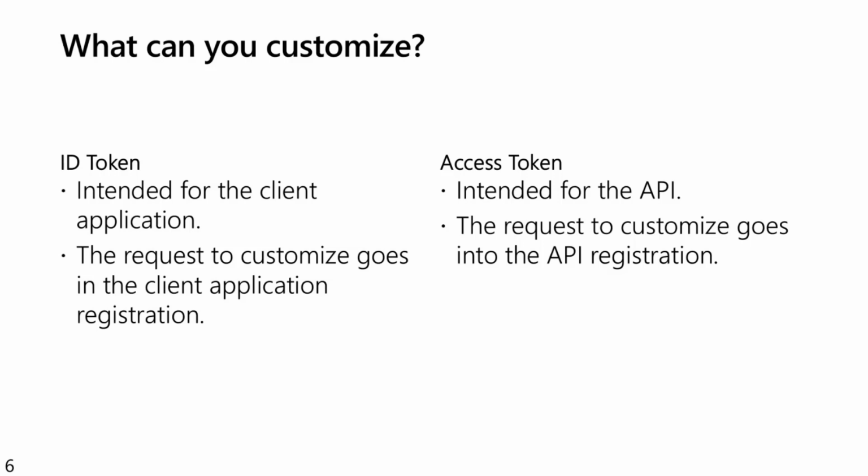What doesn't work is for a client application to customize an access token. Yes, client applications are issued access tokens that they then pass on to the calling application, but you cannot customize that. That token belongs to the implementing resource API. They can customize their token, but you can't customize a token simply because it's going to pass through your application. So if you're a client application, make sure you're customizing ID tokens. If you're an API, make sure you're customizing your access tokens.